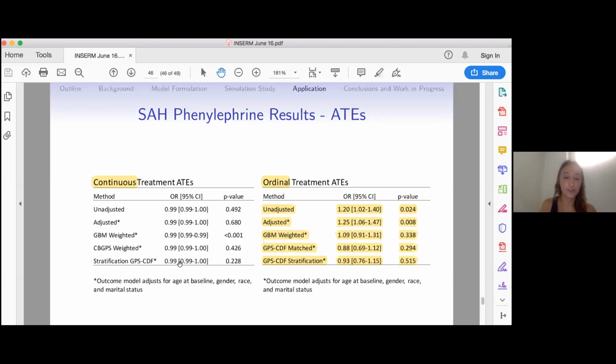The continuous results are a little bit more awkward because all the ORs are 0.99, but the take-home message is that actually for our method, that 0.99 is still insignificant. However, it was also insignificant in the adjusted analysis too. That's because we probably had some typos in the data.